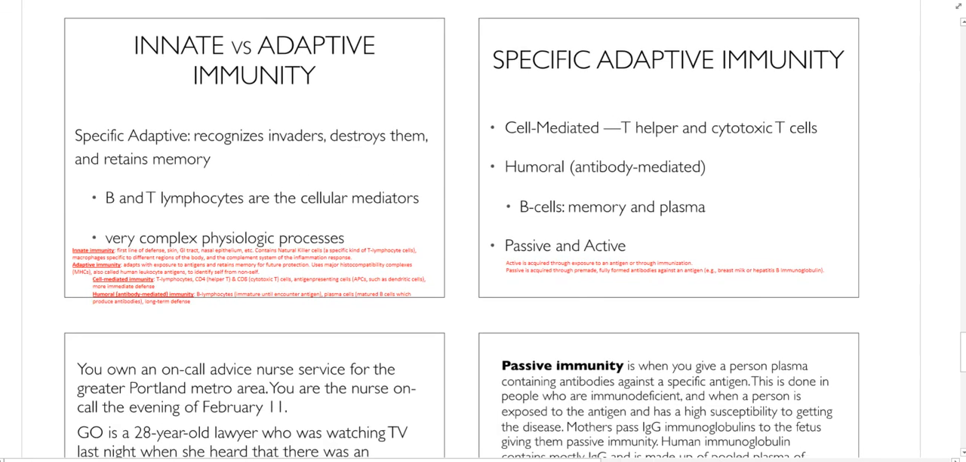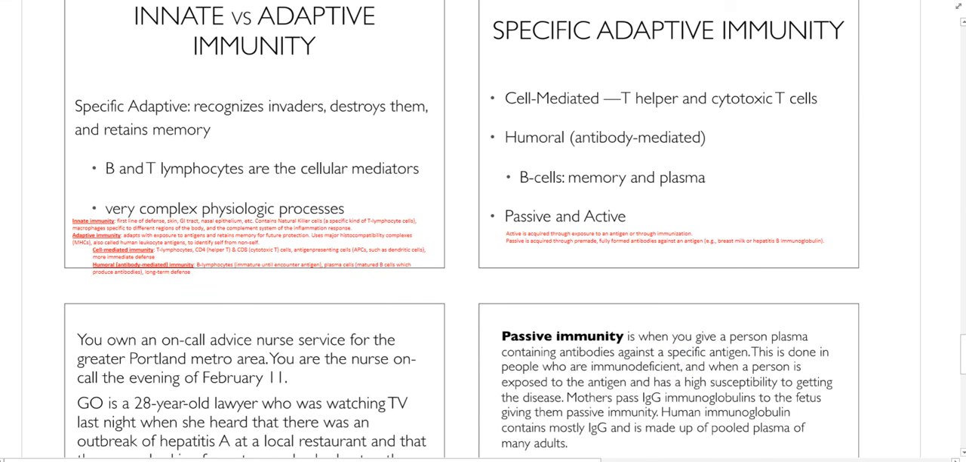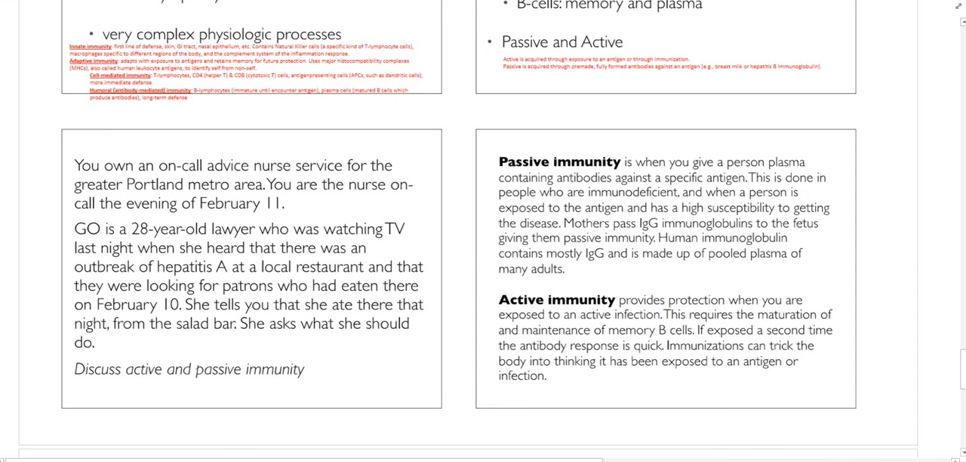Okay, and we can also have passive and active immunity. So passive immunity is going to be where we get antibodies from our mother's breast milk when we are breastfeeding as an infant. Or perhaps we get immunoglobulins via an injection because of some sort of allergic response or immune system issue at some given point with some sort of disease process.